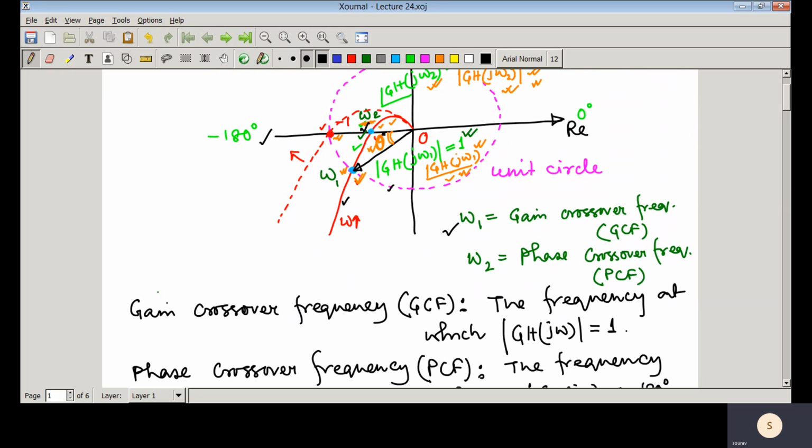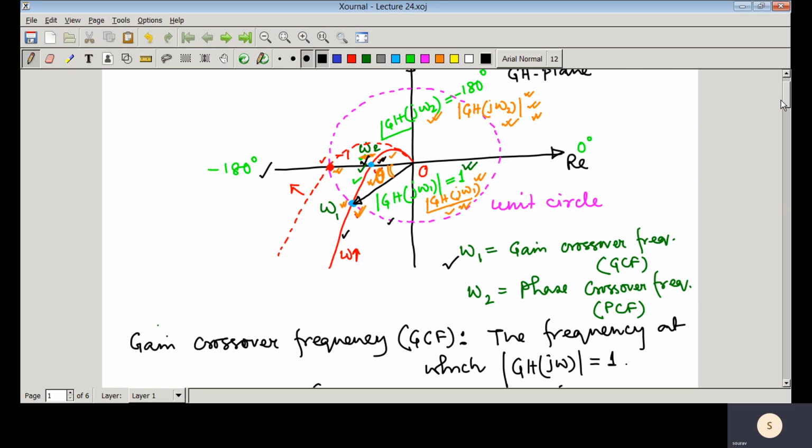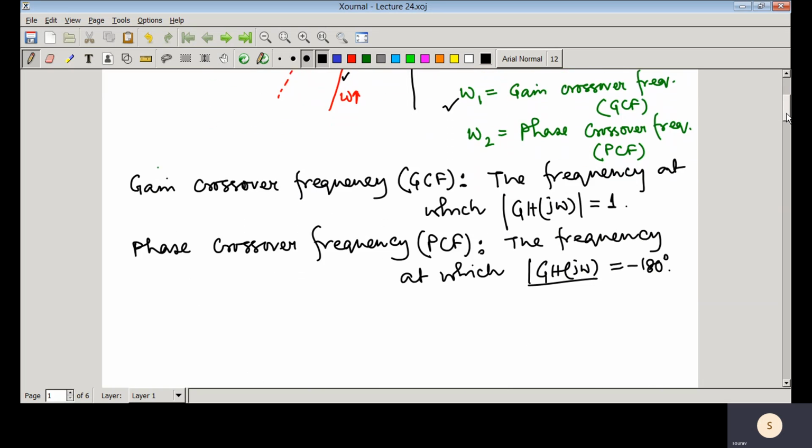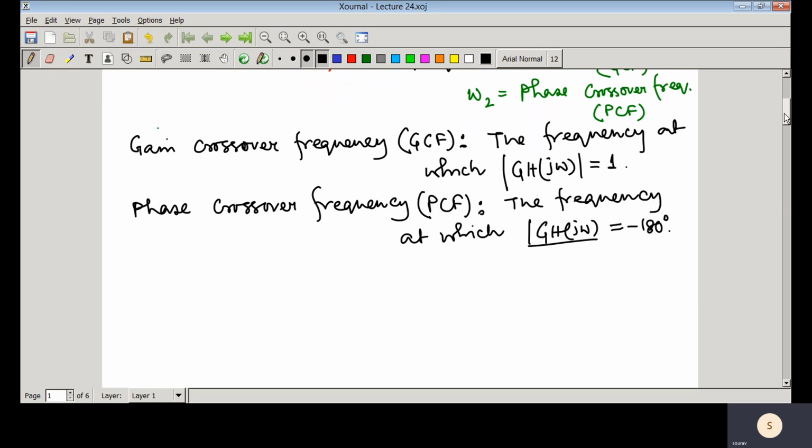Now we have seen that at phase crossover frequency, at W equal to W2, if we find the gain, and multiply the loop transfer function with the reciprocal of that gain, that means 1 by GH(jω2), obtained at phase crossover frequency, then what happens? That Nyquist plot would pass through the critical point. That means the system would be on the verge of instability. If we multiply the loop transfer function by this gain, then the system would be marginally stable. If we increase further, then the system would be unstable. So this particular gain is called the gain margin.